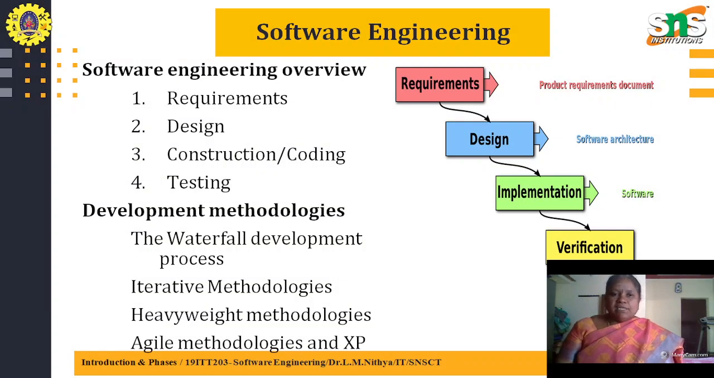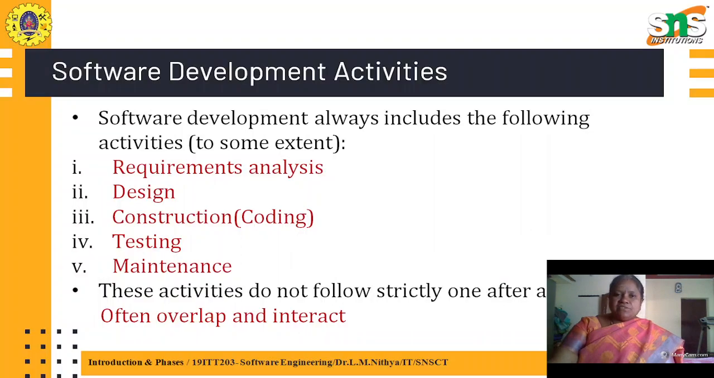As I have told, software engineering is a systematic and disciplined approach, so definitely it should have clear-cut stages. The main stages included in the software engineering process are requirements, design, coding and testing. You can see the diagram which clearly shows, step after step, the stages of software engineering. The development methodologies commonly used are waterfall development, iterative methodologies, heavyweight methodologies, agile methodologies, and extreme programming. We'll see these stages very clearly.